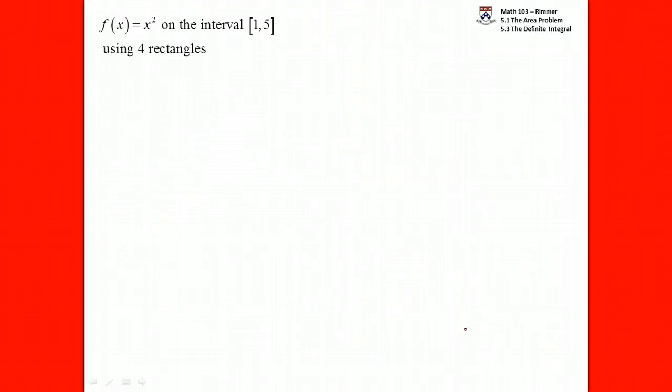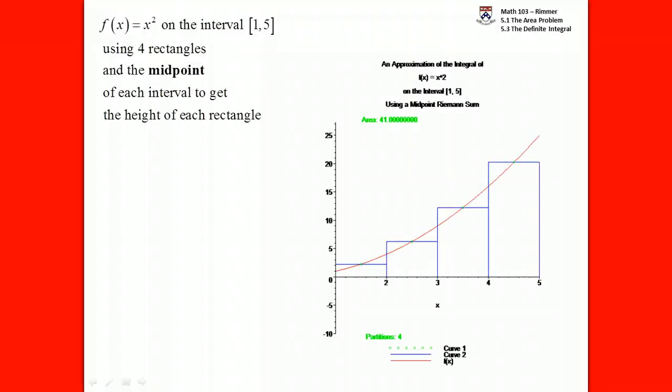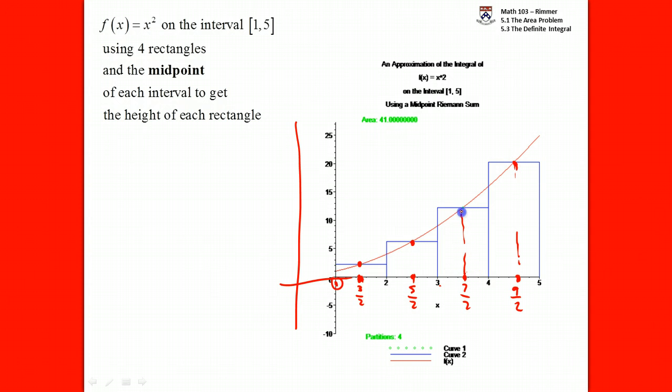So now, if the left was not enough and the right was too much, maybe the middle. I can evaluate anywhere I want to. I can pick the height of the rectangle anywhere I want to. So once again, the y-axis is here. This is actually 1. So now I'll pick the place in the middle. It seems like the most reasonable thing to do because it'll be over and under, and maybe it'll be more exact. So between 1 and 2 is 3/2. Between 2 and 3 is 5/2. Between 3 and 4 is 7/2. And between 4 and 5 is 9/2. That's where I go up and get my height of the rectangle.